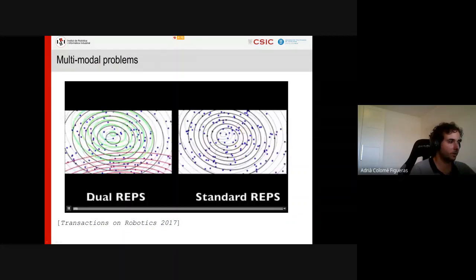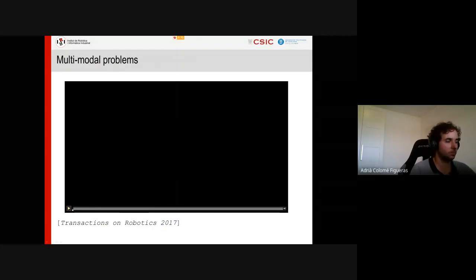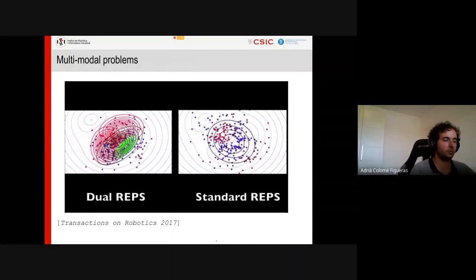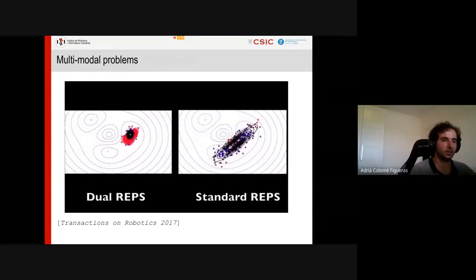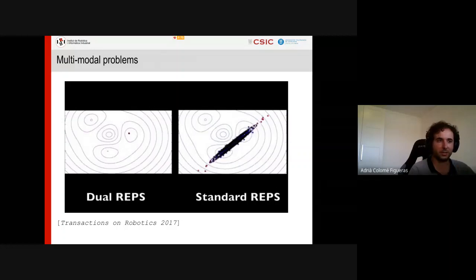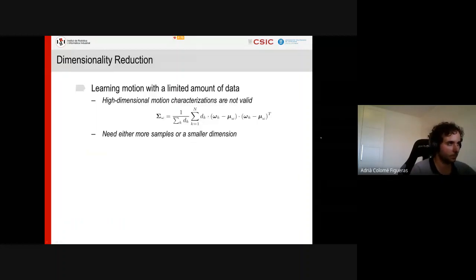Here we compare how this is applied in dual REPS versus standard relative entropy policy search. As you can see, the evolution of this method is faster than standard REPS, which actually gets stuck between two solutions. The take home message is that you have to be careful about what problem you are trying to solve and how many solutions it might have, because depending on that, you will want to use one method or another that can consider these kinds of situations.